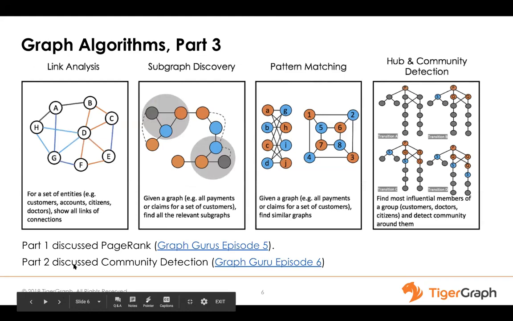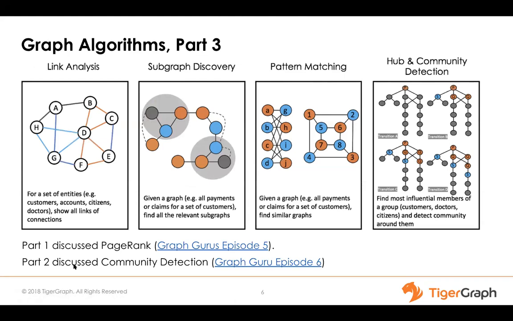So today's session is part 3 of a mini-series on graph algorithm under the Guru episodes. We have covered PageRank and community detection in previous Graph Gurus episodes. You can find episode 5 discussing PageRank and episode 6 discussing community detection.